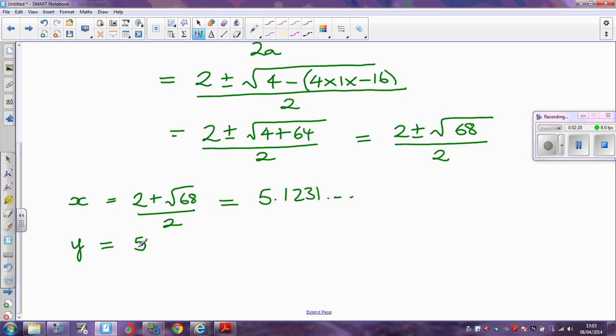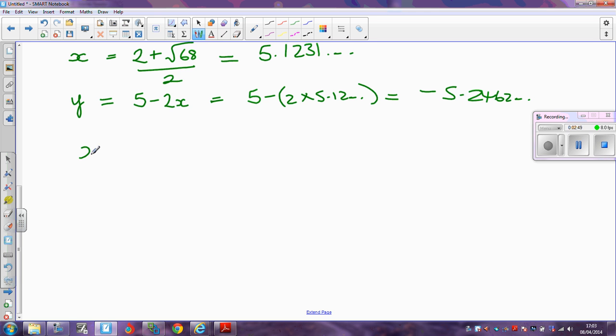Now the easiest way to find y is using y equals 5 minus 2x. So stick that in, and you've got 5 minus 2 lots of 5.12. Keep it exact, and that comes out as minus 5.2462. So the coordinates there, we'll write them down in a minute to 2 decimal places.